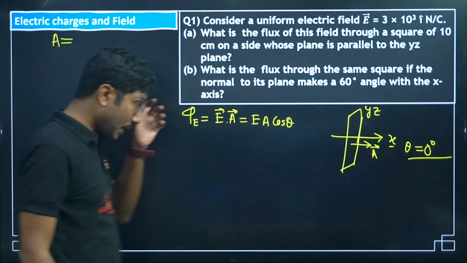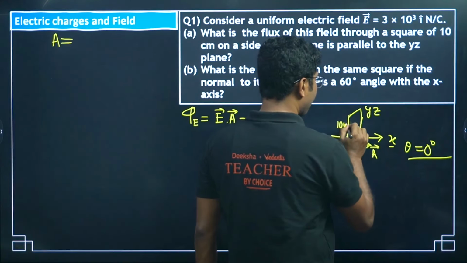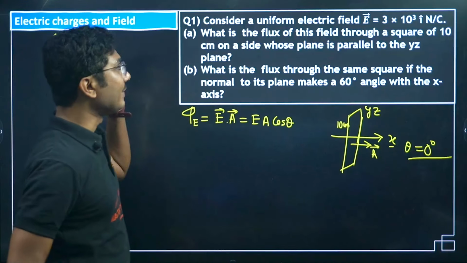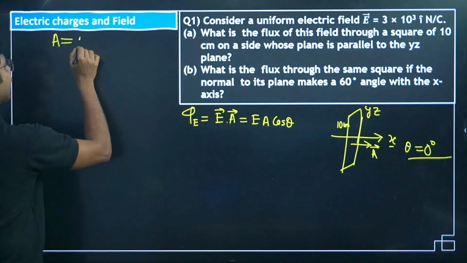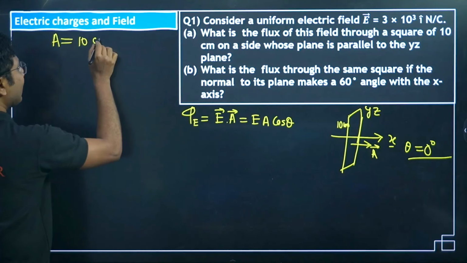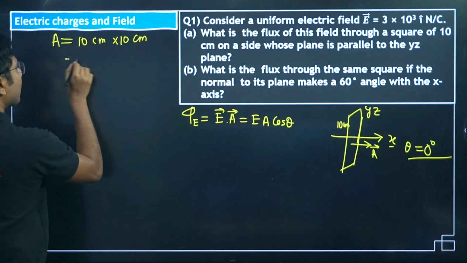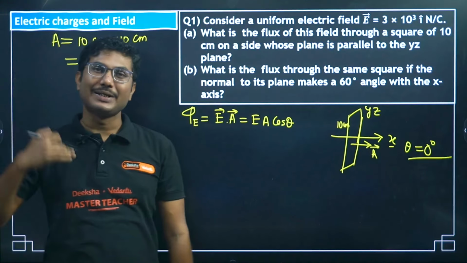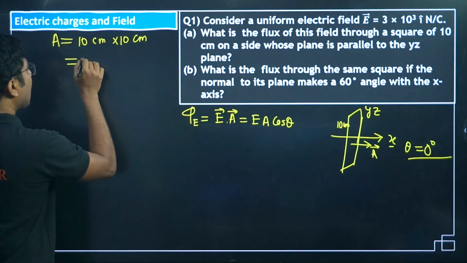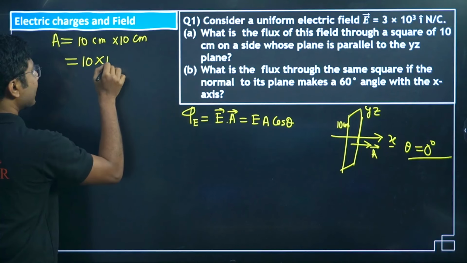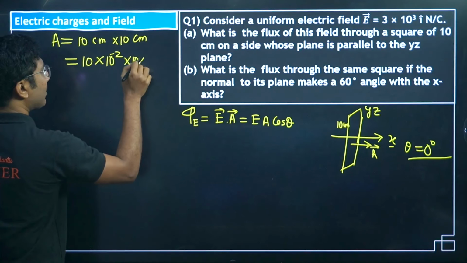10 centimeter square means a square having each side 10 centimeter. So that means area is basically 10 centimeter into 10 centimeter. Be careful, it is not 10 square centimeter, it is 10 centimeter each side. That means area has to be multiplied 10 by 10. Now as I said, you have to convert it into meters, 10 to the power of minus 2 into 10 to the power of minus 2.